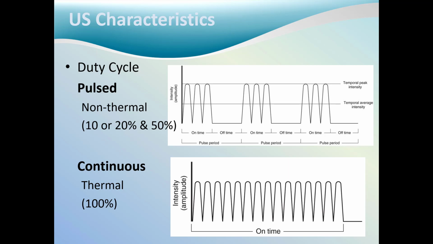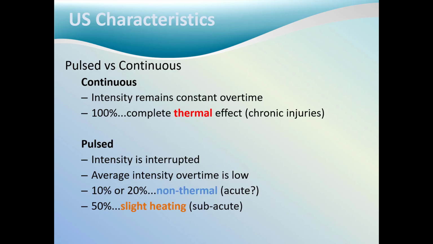The amount of heat produced in both continuous and pulsed ultrasound can be seen in the pictures. In continuous ultrasound, the unit is on 100% of the time, and therefore is constantly producing heat in the treated tissue. In the pulsed ultrasound, the unit switches back and forth between periods of on and off. During the on time, the ultrasound is producing heat. During the off time, the ultrasound is off and allows the tissue to cool.